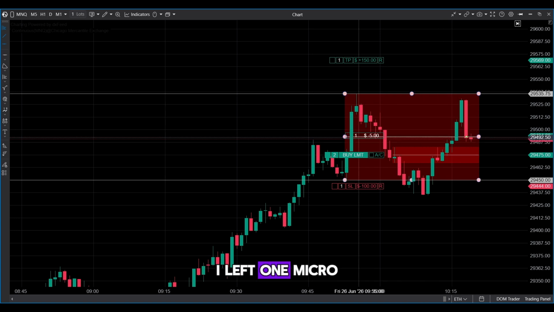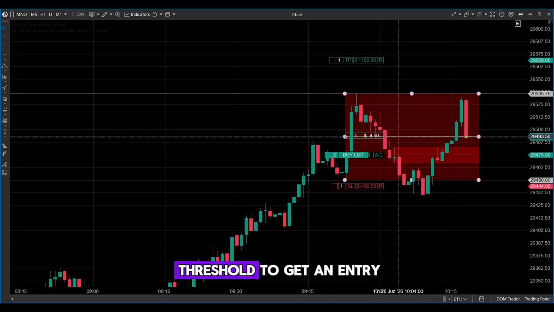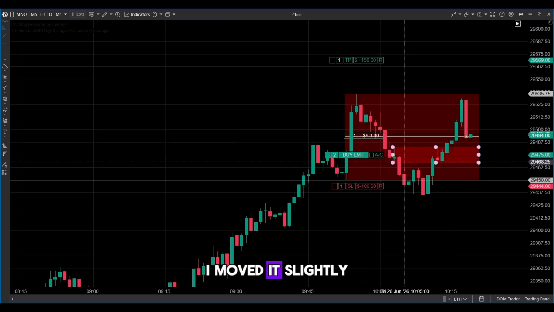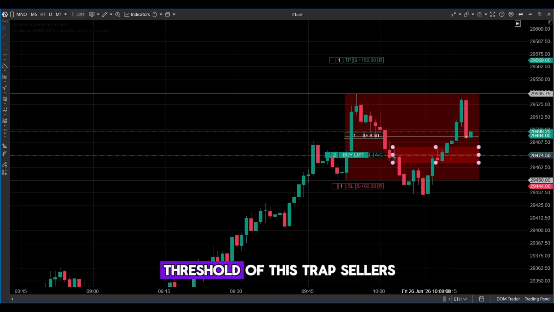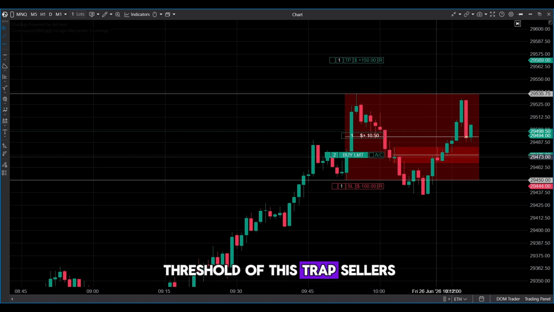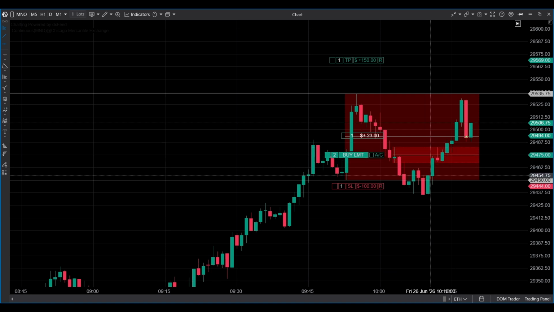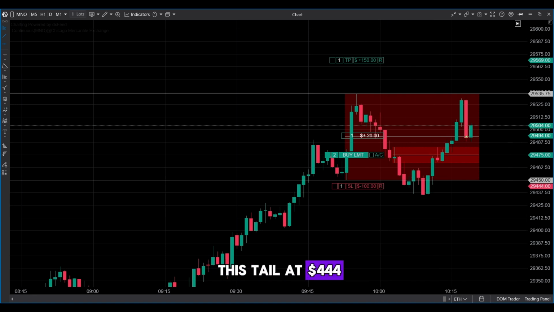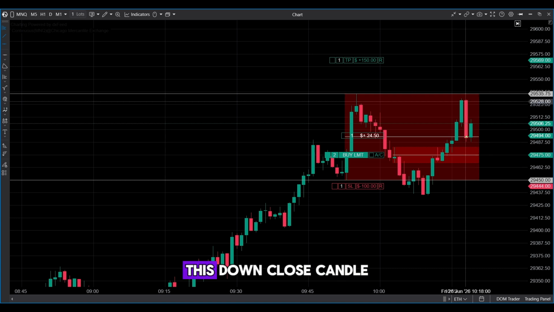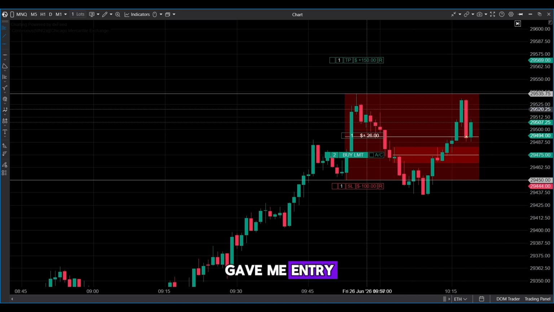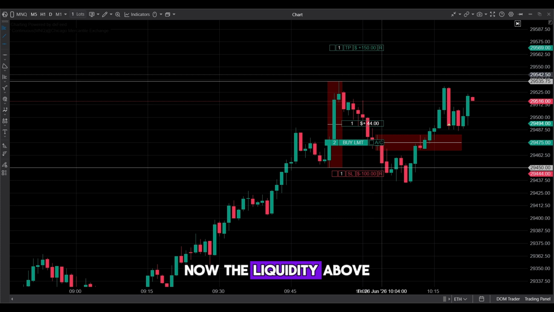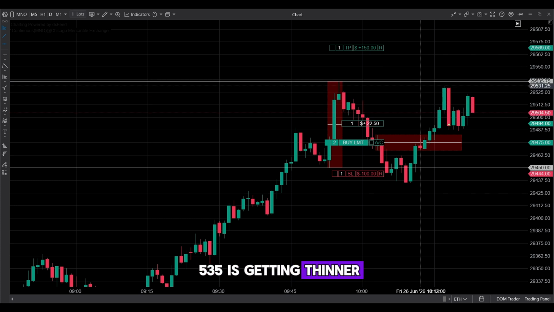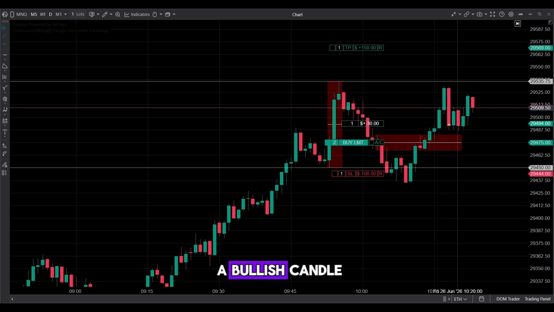I left one micro contract at the mean threshold to get an entry. The second order, I moved it slightly lower to the mean threshold of these trap sellers with the stop below this tail at $444. This down close candle gave me entry. Now the liquidity above 535 is getting thinner and thinner every time we have a bullish candle.